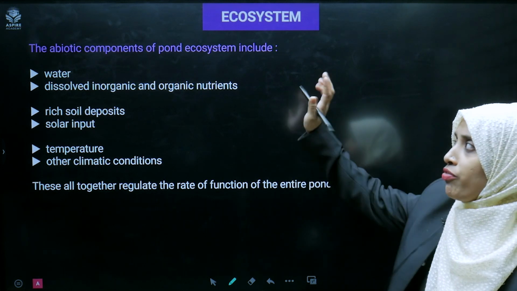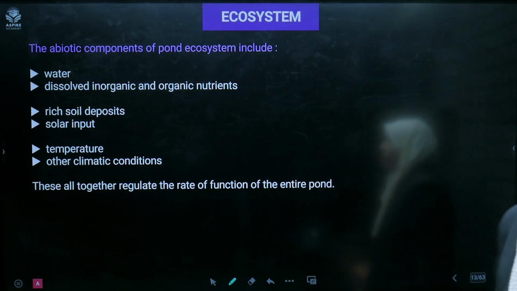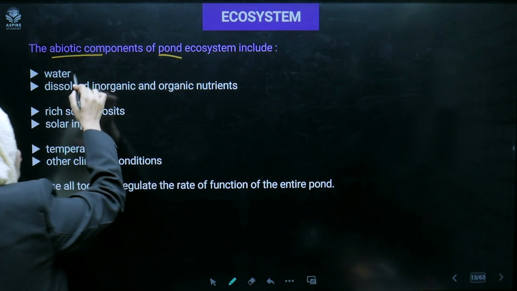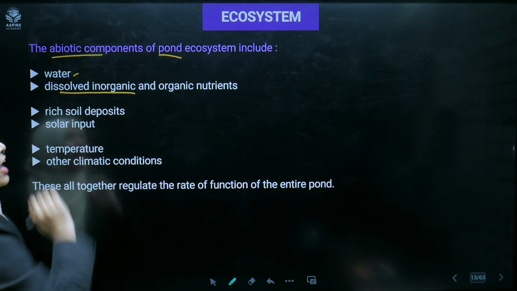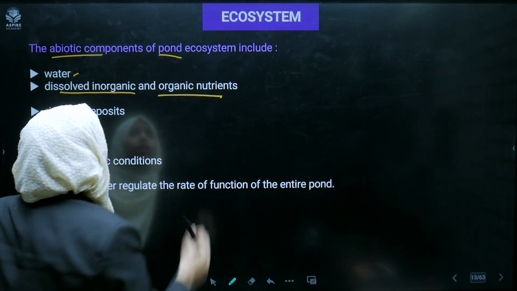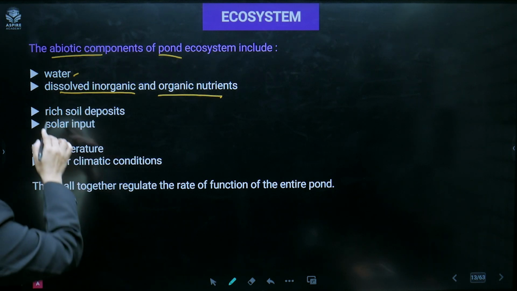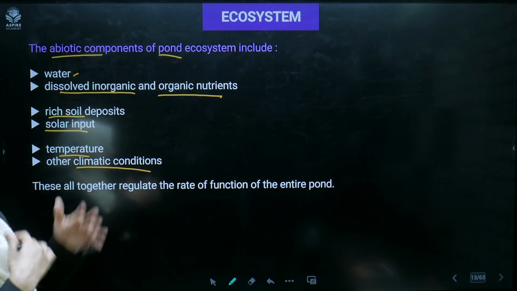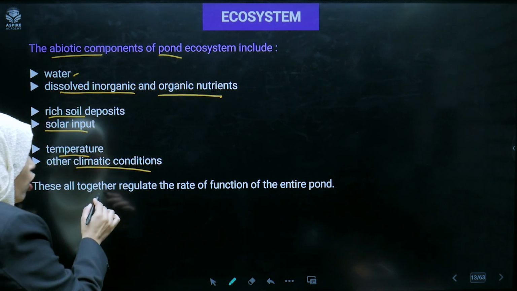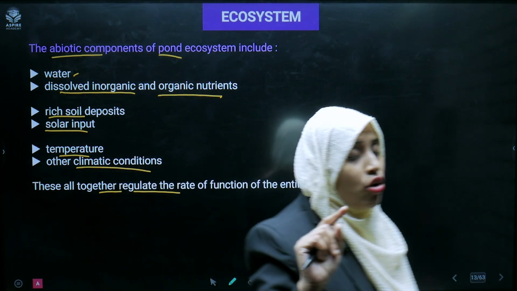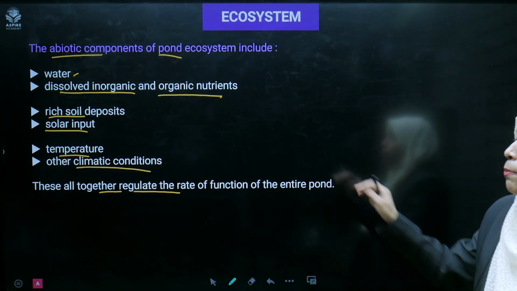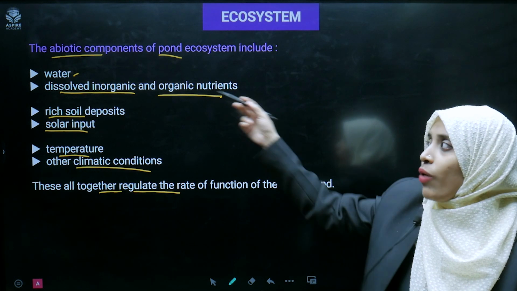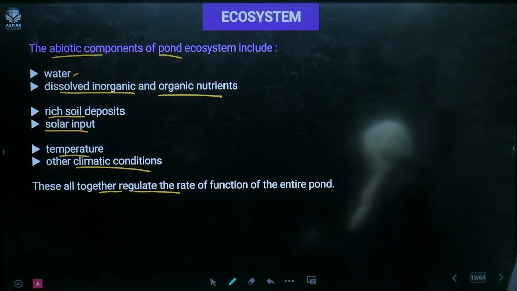Now, the abiotic component of the pond ecosystem. If we take the example of the pond ecosystem, which is the abiotic part? The non-living. So the non-living part in this pond ecosystem includes water. Water is non-living. Dissolved inorganic material and all the organic nutrients are also abiotic. Rich soil deposits are there. Solar input is there. Temperature, other climatic conditions, all together these are the abiotic components. So these all together regulate the rate and the function of the entire pond ecosystem. So the pond ecosystem will not work with only fishes, phytoplankton and zooplankton. It requires water, nutrients, minerals, solar energy.